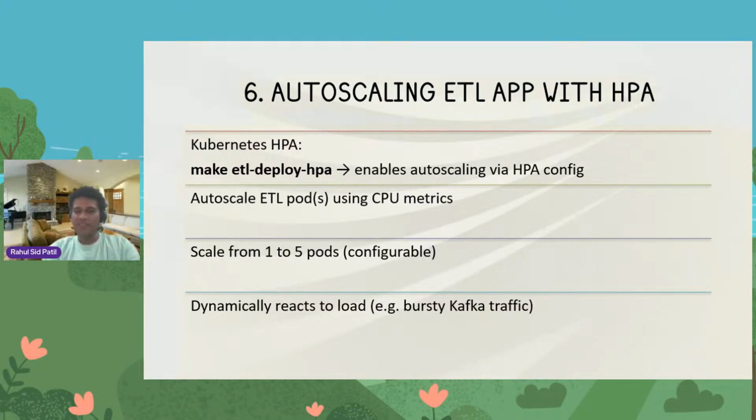This makes the system responsive to workload spikes, such as when we scale up the dummy data generator or push bursts of traffic into Kafka. The autoscaler is deployed using the makefile target make ETL deploy HPA. With this, the pipeline becomes self-healing and elastic, which are key traits of modern production-ready systems.